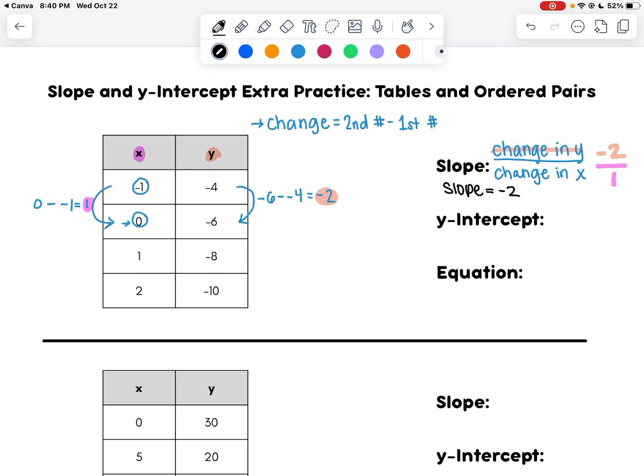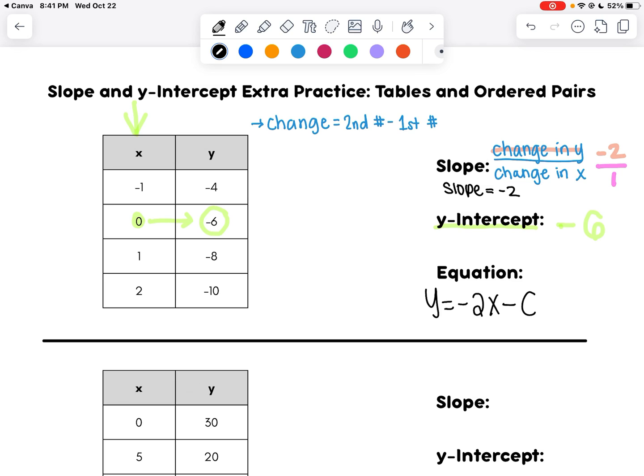Now my y-intercept, I'm going to erase this just so you can see it. When I'm looking for my y-intercept, what I do is I go on my x side, and I go all the way down until I hit 0. Once I hit 0, I go straight across. That is my y-intercept. So my y-intercept for this one is -6. Now that I have my slope and my y-intercept, I can go ahead and put my equation together. So I have y equals my slope, which is -2, x, then my y-intercept, which is -6.